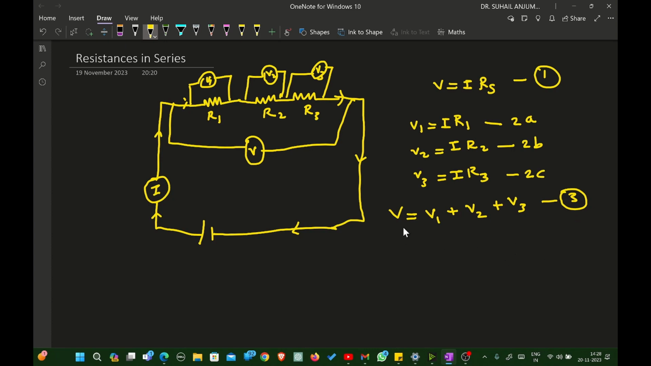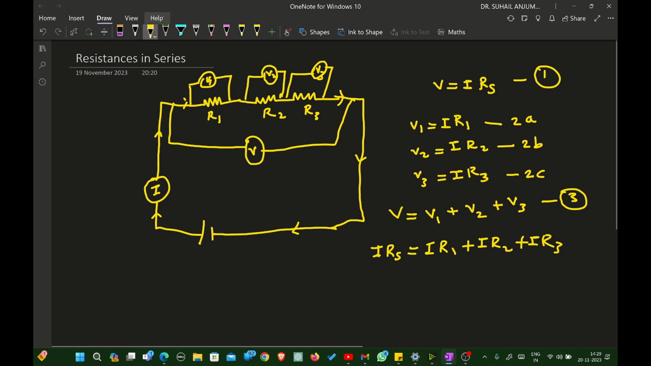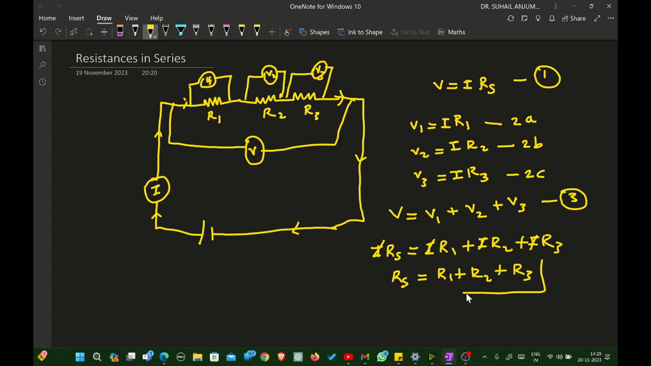Now if we substitute the values from equation 1 and equations 2A, 2B, 2C in this equation, we will get I multiplied by RS is equal to I multiplied by R1 plus I multiplied by R2 plus I multiplied by R3. Now this I is common everywhere, therefore we can cancel that I. So what we get here is RS is equal to R1 plus R2 plus R3. This is nothing but the combination of three resistances in series.